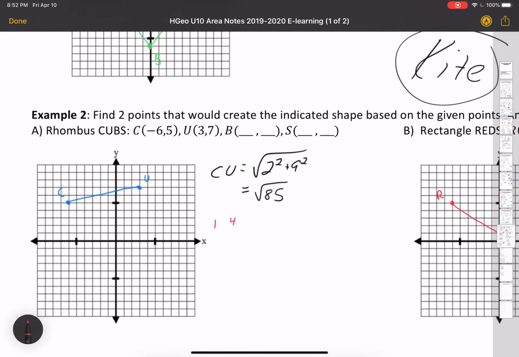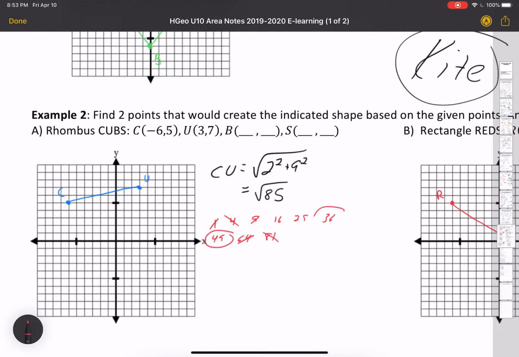We got 1, 4, 9, 16, 25, 36, 49, 64, 81. Okay? So we can already count out 2 squared and 9 squared because we've already used those. Okay, now look at what other combinations we can use that's going to give us 85. Well, 1, there's no 84. 64, there's no 21. 9, that doesn't work, so on and so forth.